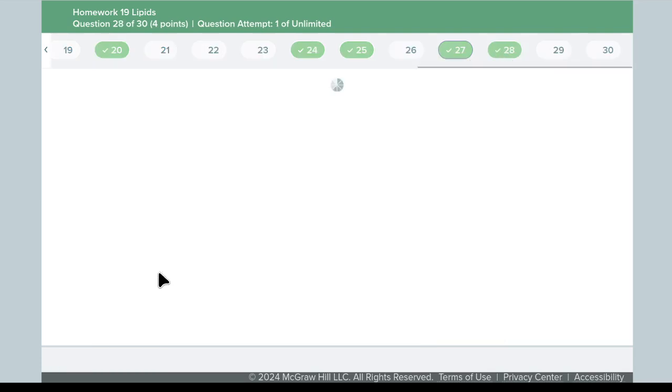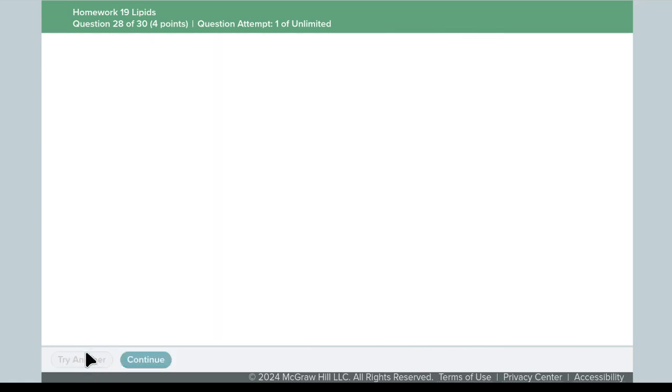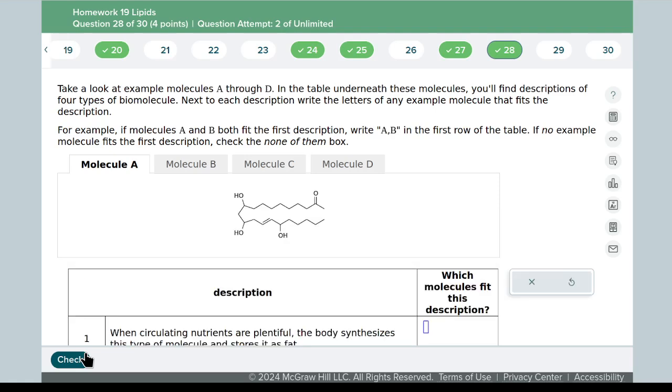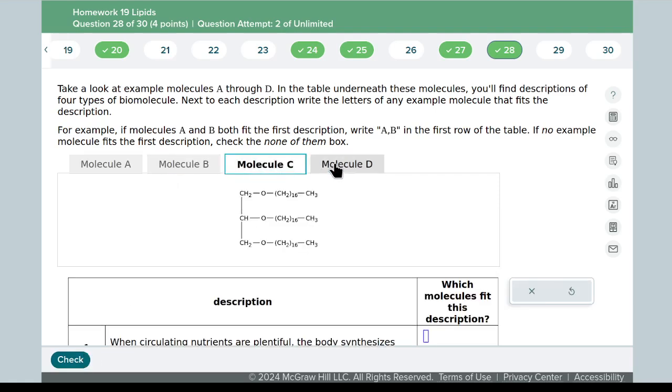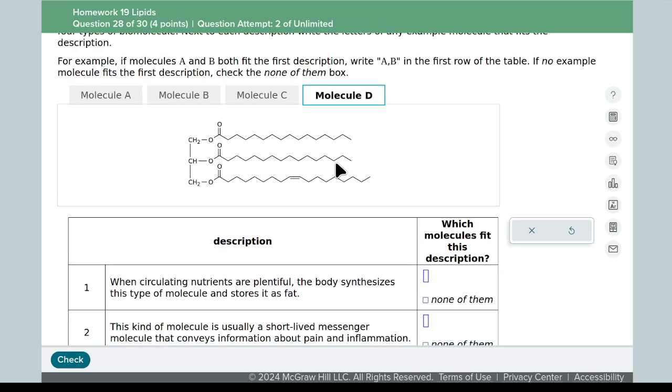Let's go to try another one, see if we can find an example with a steroid. Well, none of these appear to have steroids. So I guess I'll just end.